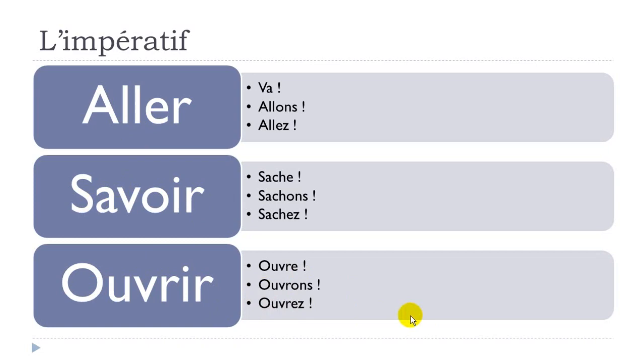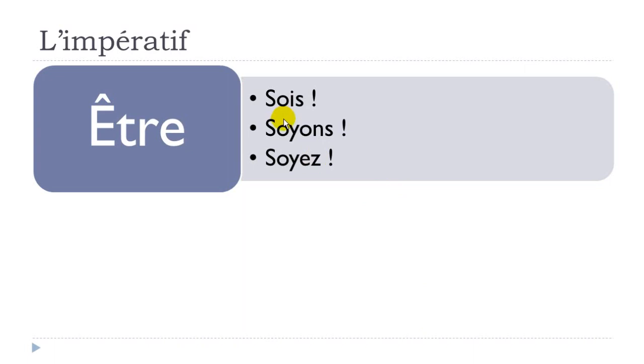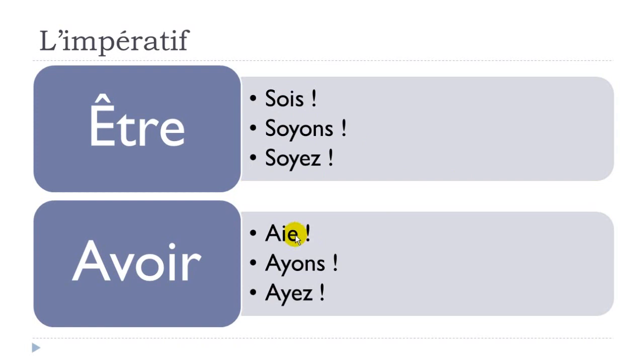Okay, then of course être and avoir. So être will become sois, remember final S is not pronounced, sois. Then soyons, soyez. All right, sois, soyons, soyez. And avoir will become aie. Remember, the final S is not pronounced, so you only have this A-I sound, aie, okay? Aie, ayons, ayez. So one more time, sois, soyons, soyez, then aie, ayons, ayez, all right?